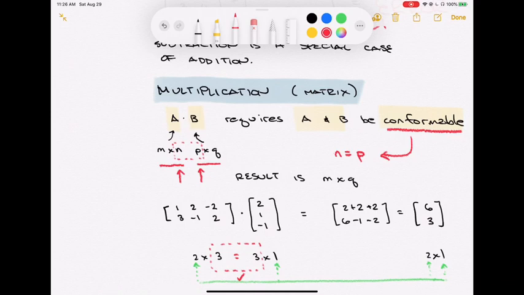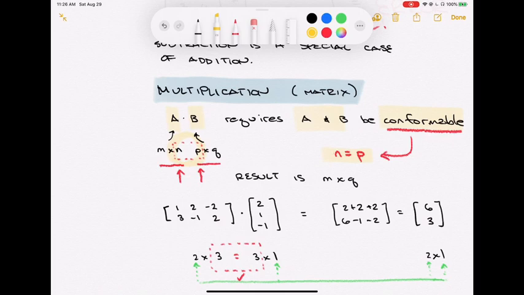So if I put those guys side by side, they usually just circle those two interior dimensions, and they say that those have to be equal. N has to be equal to P. If you do not have this, you cannot matrix multiply them. So A and B must be conformable. The number of columns of the first has to equal the number of rows of the second. I think we can understand why this particular requirement is needed by going through an example.